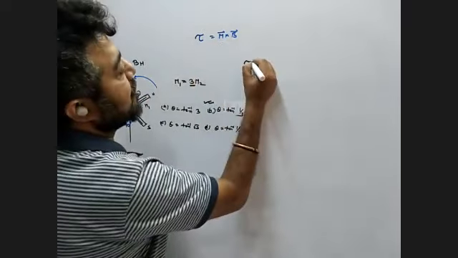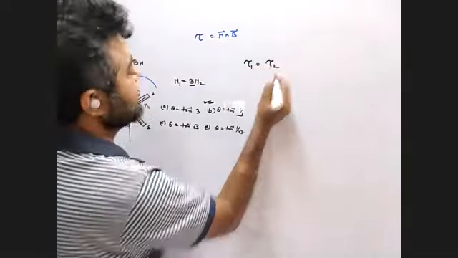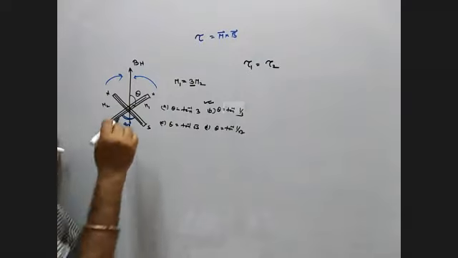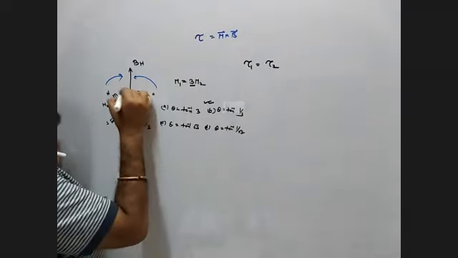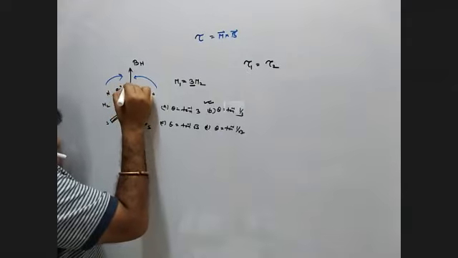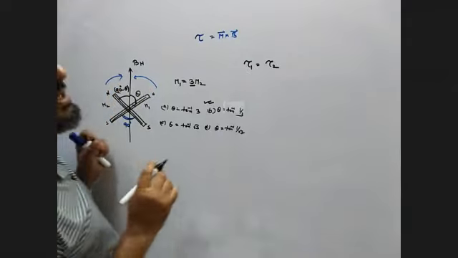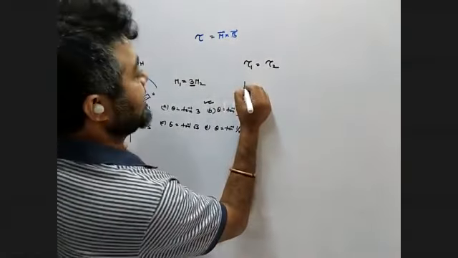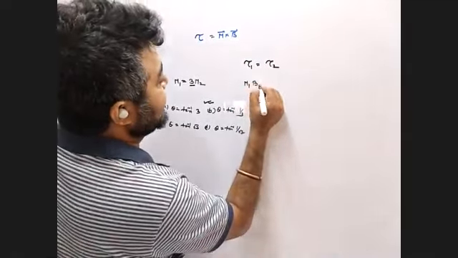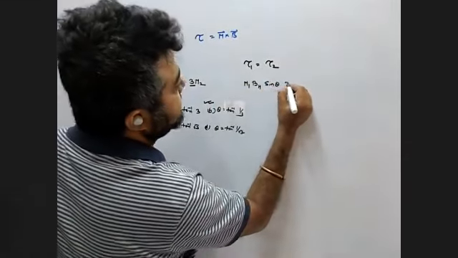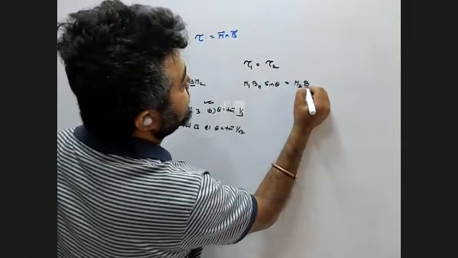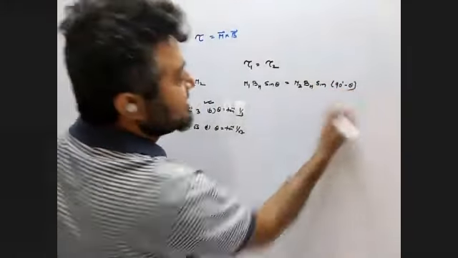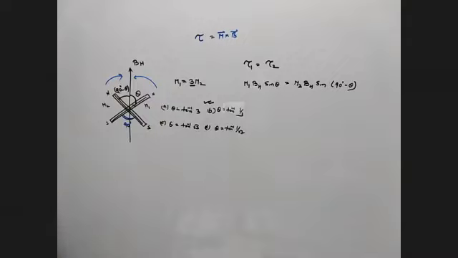See, torque 1 is equal to torque 2. Is it clear, everyone? Yes, sir. If this angle is theta, then this angle is 90 minus theta, because the angle is given as 90 degrees. So for the first one, M1 BH sin theta, and here M2 BH sin(90 minus theta). Is it clear, everyone? Can we write this? Yes.